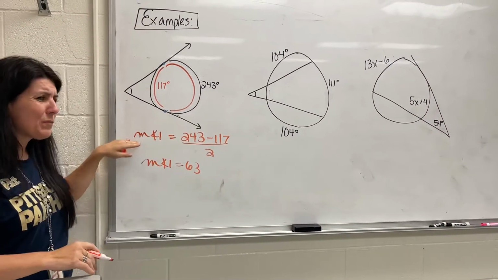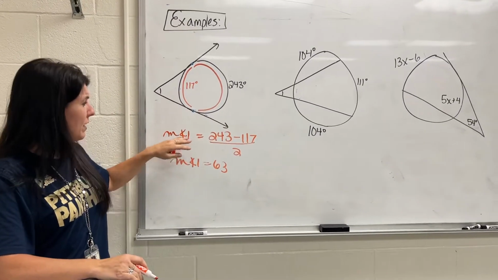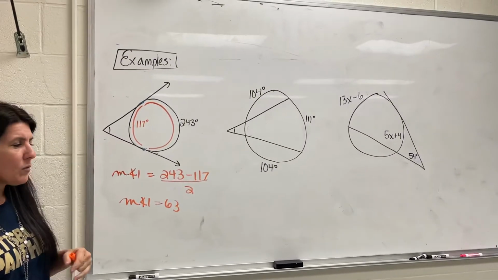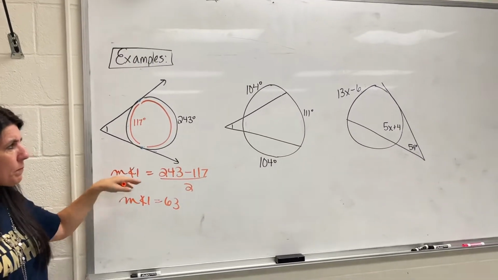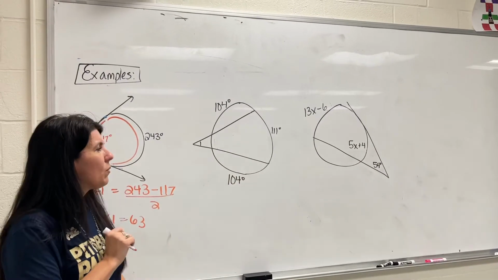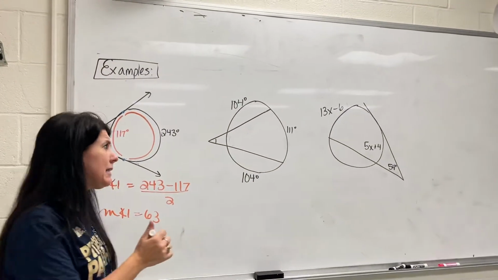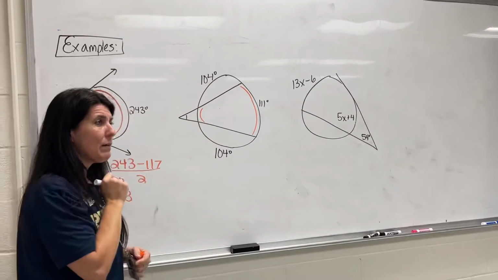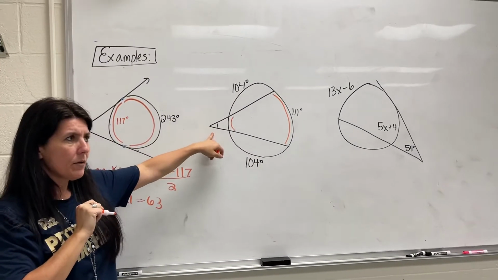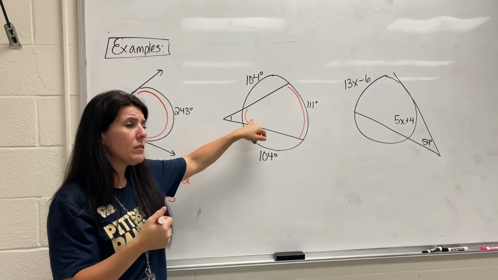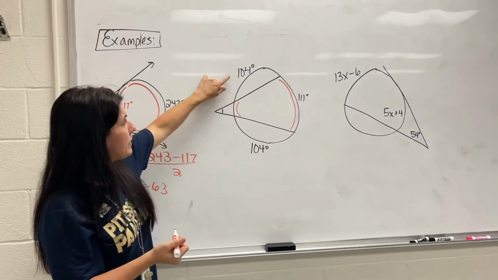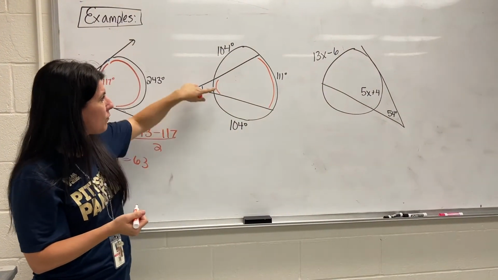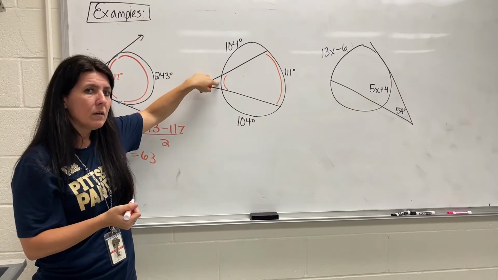I do want you to set it up this way because these are easier problems where the unknown is all by itself. You could have other problems where the unknown could be somewhere else. So be careful that you know how to set up your equation. The next scenario, we have two secants. So the same idea. I need to take this arc, subtract this arc, divide by 2, and that gives me that outside angle. I don't know this one, but I can subtract from 360. So 360 minus 104 minus 111 minus 104, what is this arc? 41.